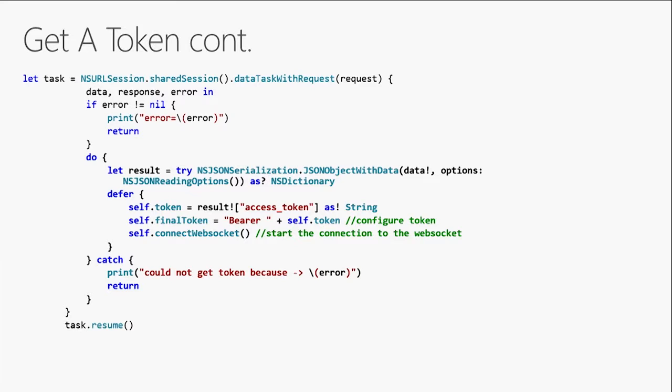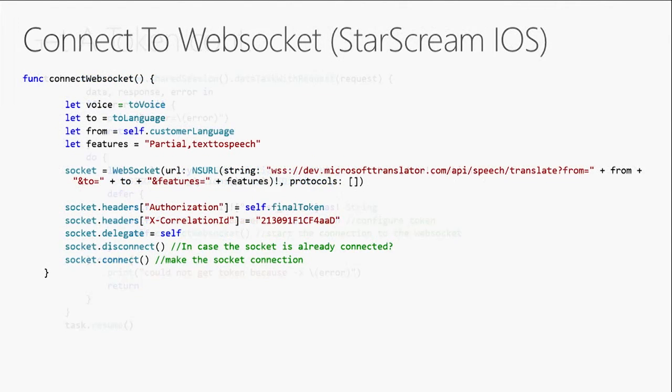Now you have to put the word Bearer with a space in front of the access token, and once you have that, then you're ready to connect, and we call the connect WebSocket method. The task resume is what kicks off the task to begin with.